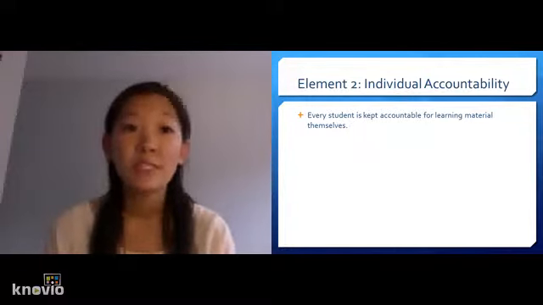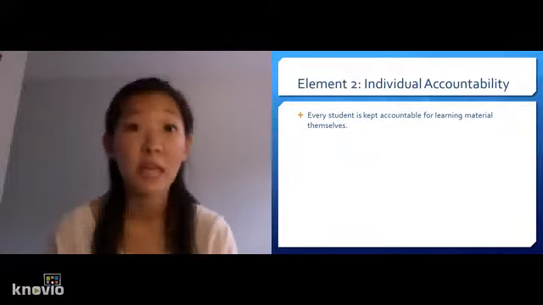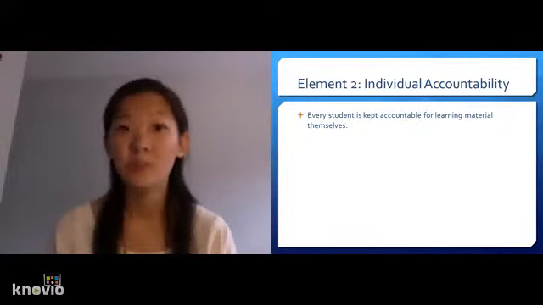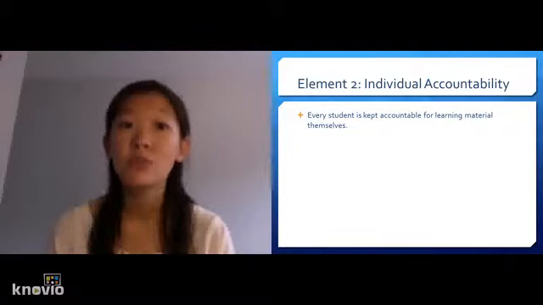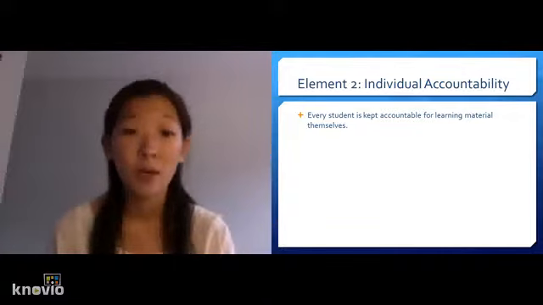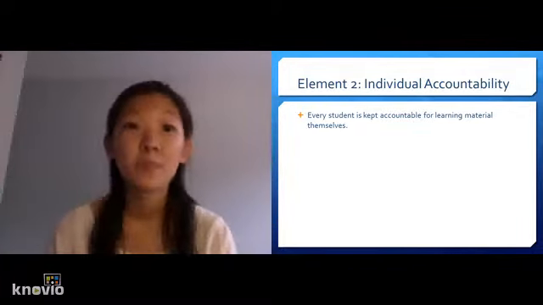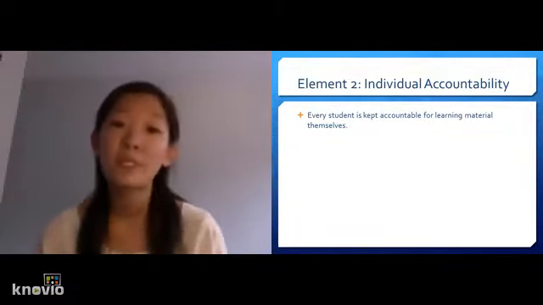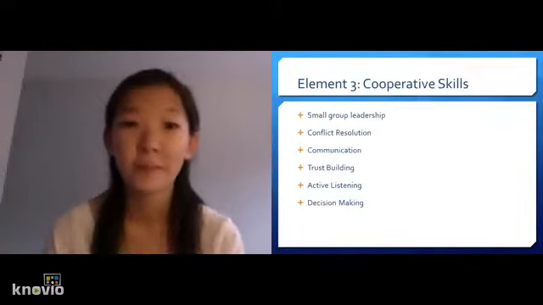This requires each member of the group to be responsible for learning the material for themselves. They're each responsible to help complete the task, and the teacher needs to assess individual learning in order to keep every student accountable for the work done in cooperative groups. If one member does not understand the material, it is the responsibility of the group to help them understand. And because every member's success reflects the success of the whole group, each member is encouraged to help one another.